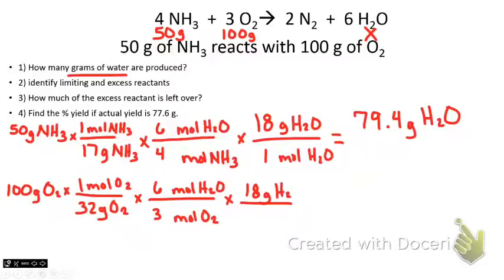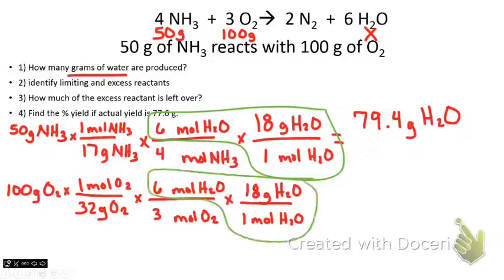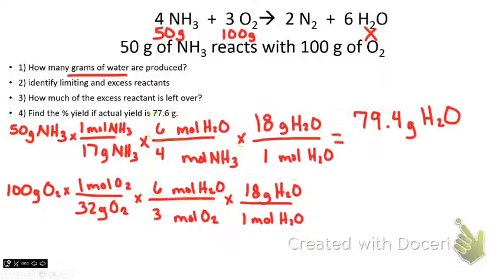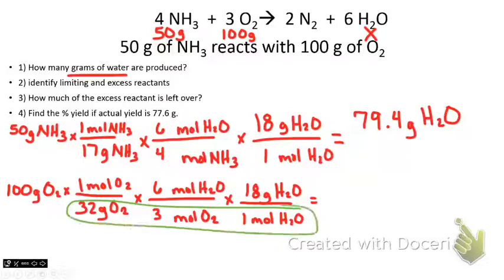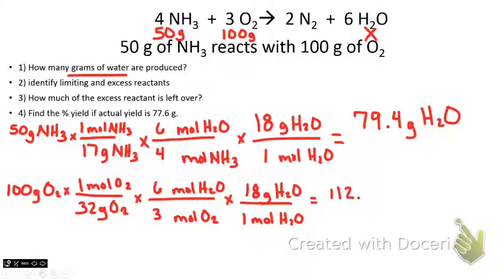Then I'm going to convert back to grams. You'll notice this last piece that I'm filling in here is going to look identical to the calculation up above. So this is identical here. You're just converting back to grams for water. That's all you're doing. Okay, so now we got to solve this bad boy. Punch in your calculator. 100 times 1 times 6 times 18. Then hit divided by 32, divided by 3, divided by 1. And you should end up with around 112.5 grams of water.